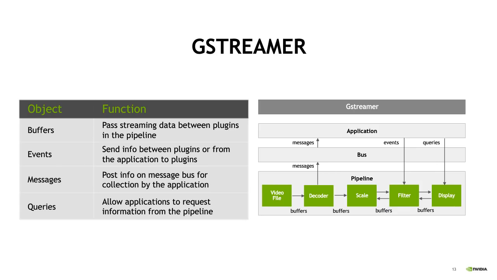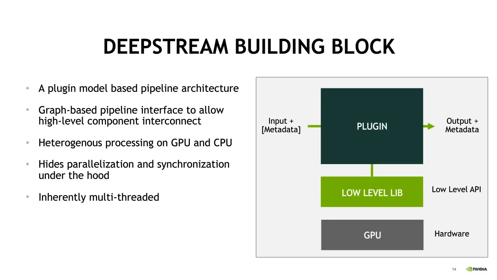So with that background on GStreamer, let's take a look at the underlying components of DeepStream. So in DeepStream, the primary building block is the plugin because it's built on the GStreamer framework. It provides a plugin-based model. A graph-based pipeline is created by weaving together these plugins into your application. By interconnecting these plugins together, you benefit from DeepStream's optimized performance for your application.